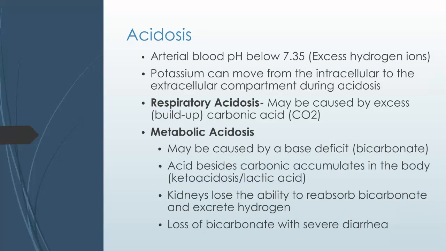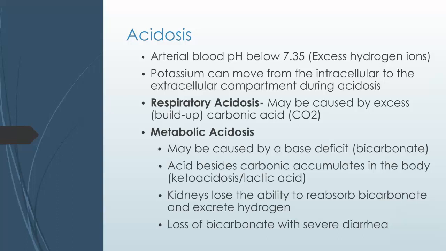Now we're going to look at just acidosis in general. Acidosis is when the pH is below 7.35, and that means that there are excess hydrogen ions. Remember how I talked about with our electrolytes that potassium is important to know with acidosis? Potassium can move from the intracellular to the extracellular, which is why we are going to see hyperkalemia in acidosis. With respiratory acidosis, this may be caused by excess buildup of carbonic acid, just a fancy way of saying our CO2, and metabolic acidosis may be caused by a base deficit or bicarb.